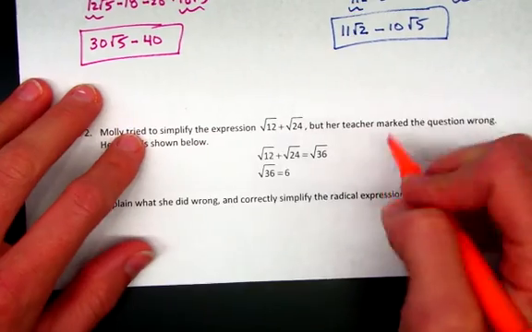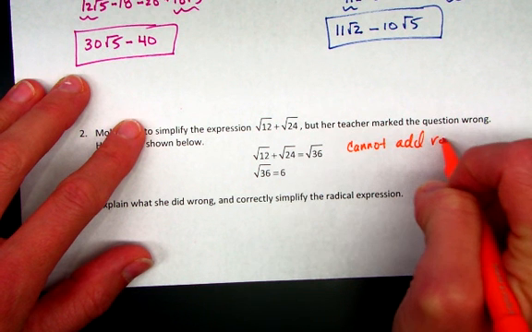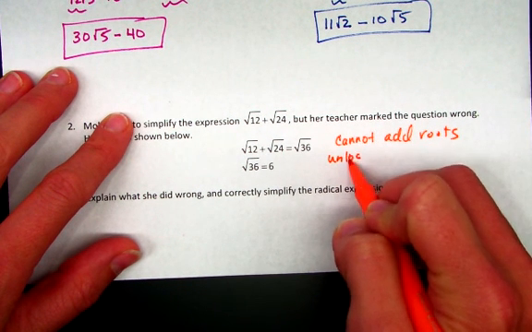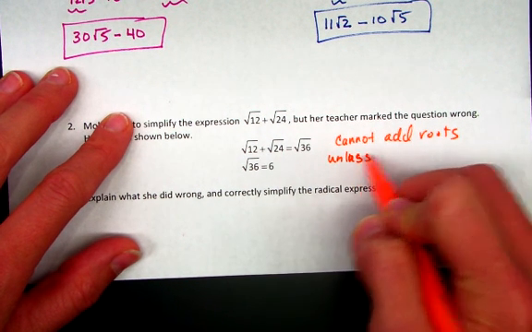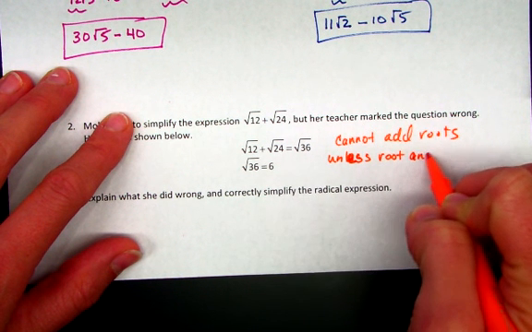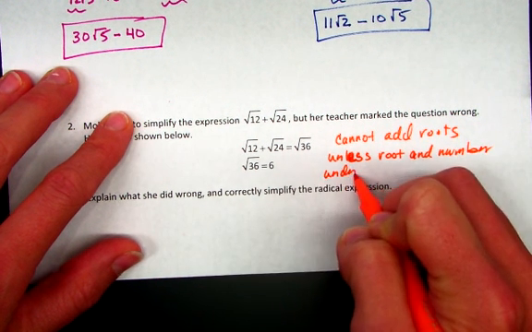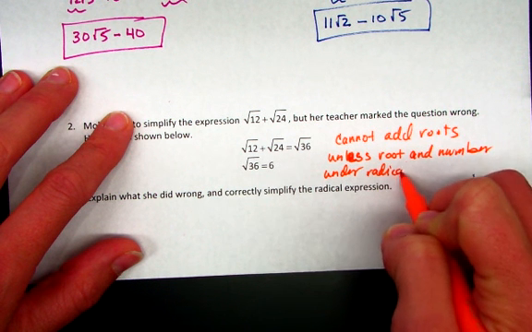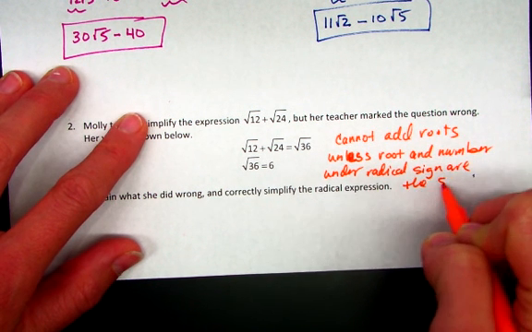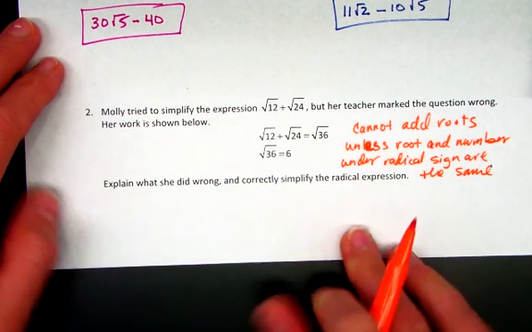So we cannot add roots unless the root and number under the radical sign are the same. Okay, so let's see what we can do.